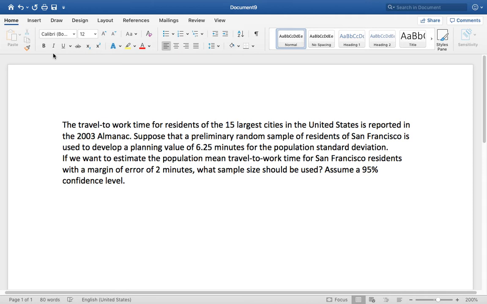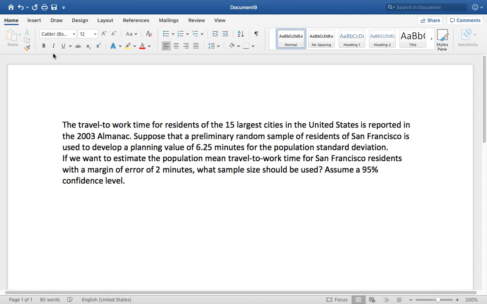Let's look at this example. The travel to work time for residents of the 15 largest cities in the United States is reported in the 2003 Almanac. Suppose that a preliminary random sample of residents in San Francisco is used to develop a planning value of 6.25 minutes for the population standard deviation.